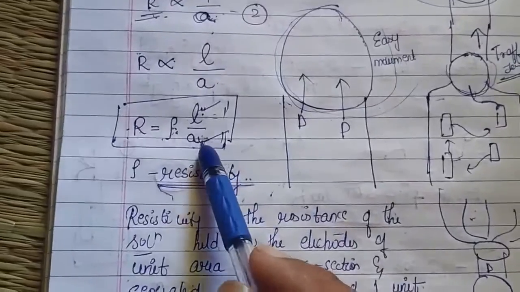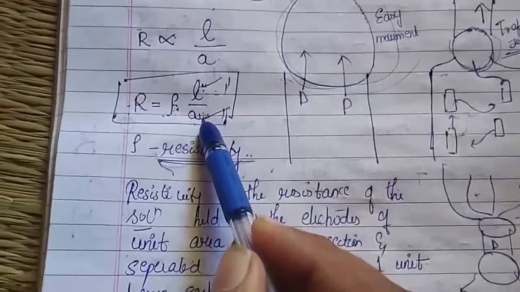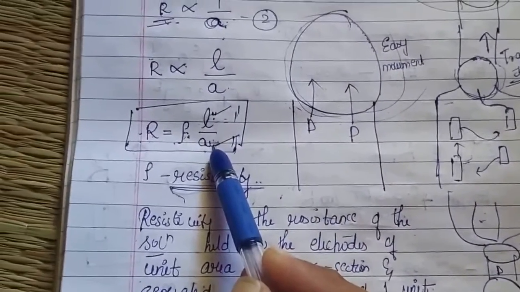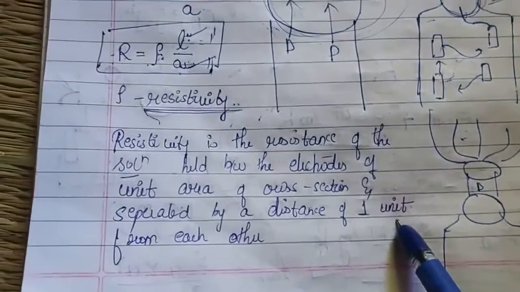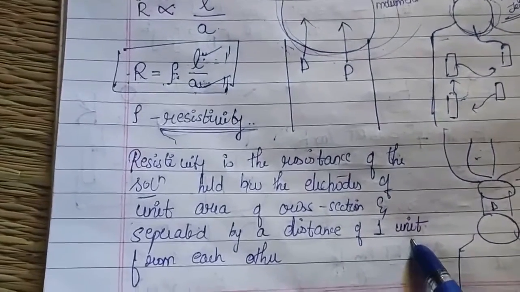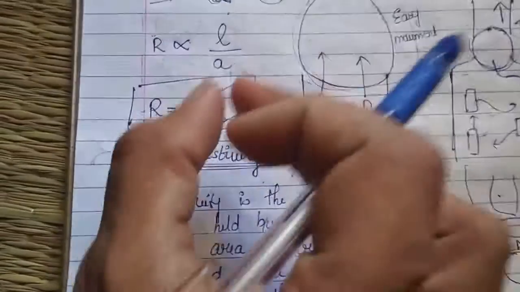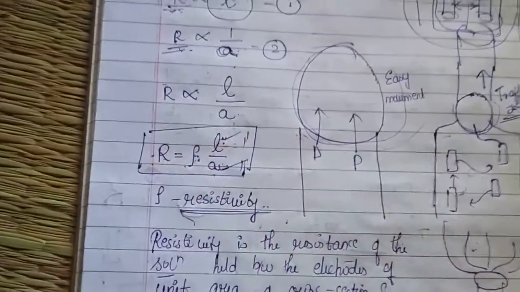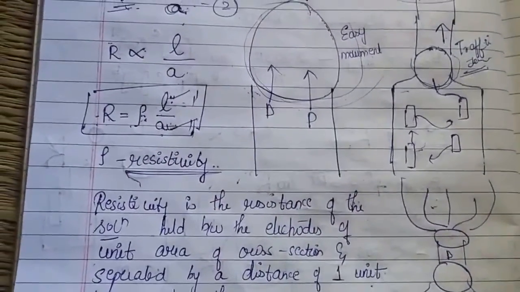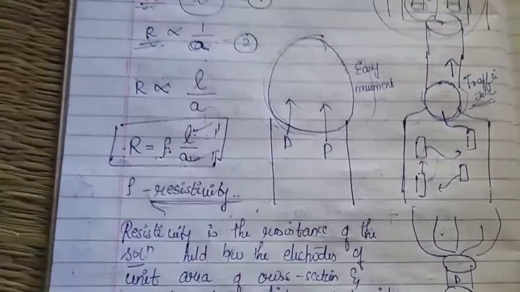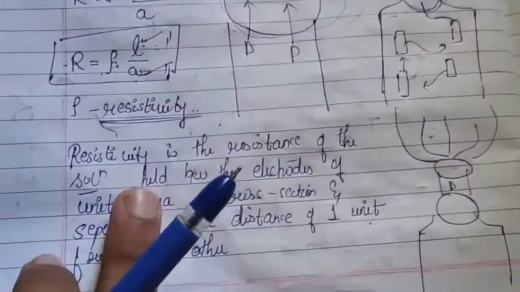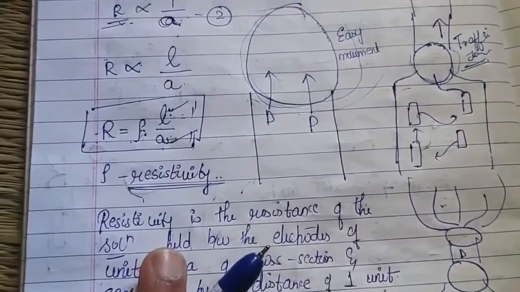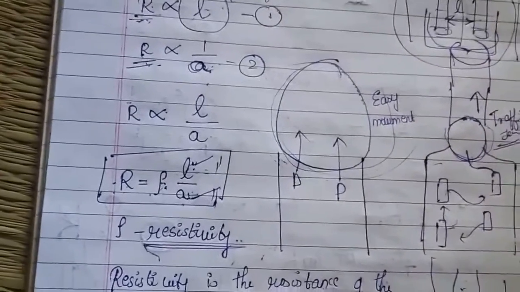When that solution is placed between the electrodes of a unit area of cross section, and the distance between those two electrodes is 1 unit, then resistivity is equal to resistance. Is that clear? Very much important, guys, because this formula and this definition both can come in your PU board exam. Is that clear? I hope there is no doubt. Nothing is to be learned by heart over here.